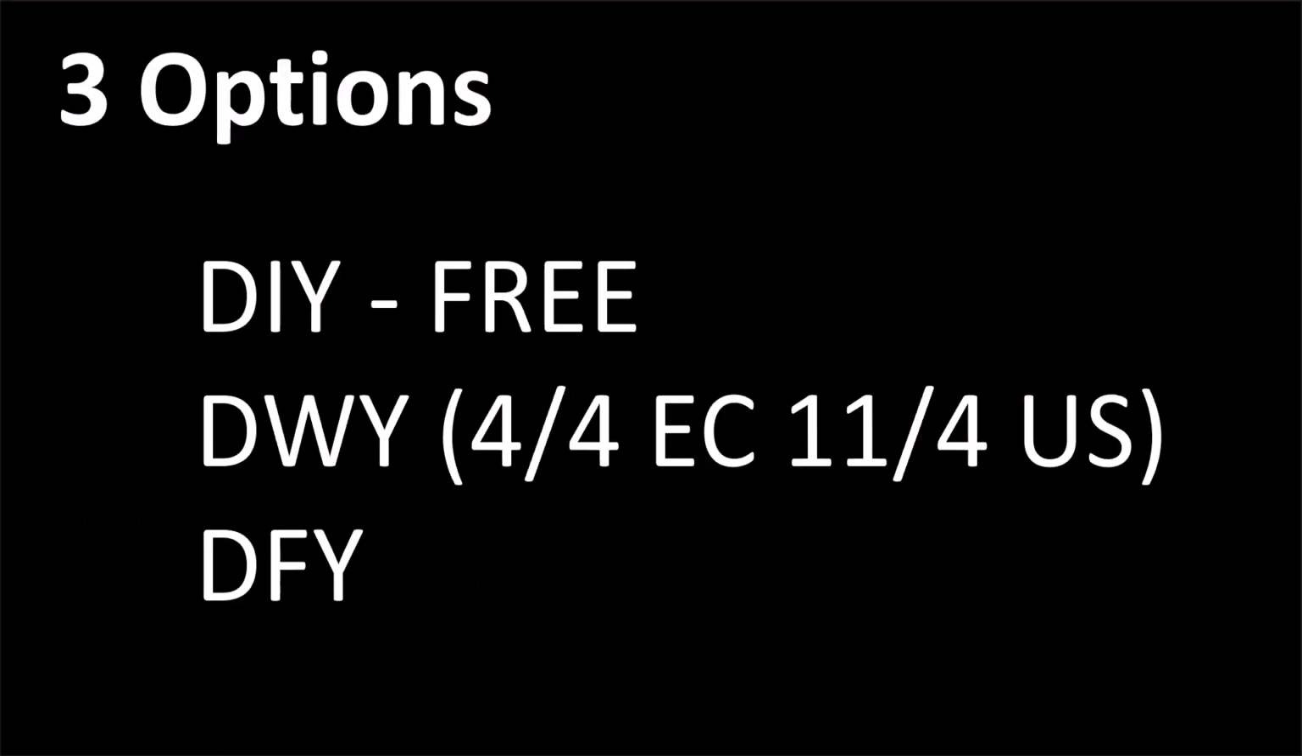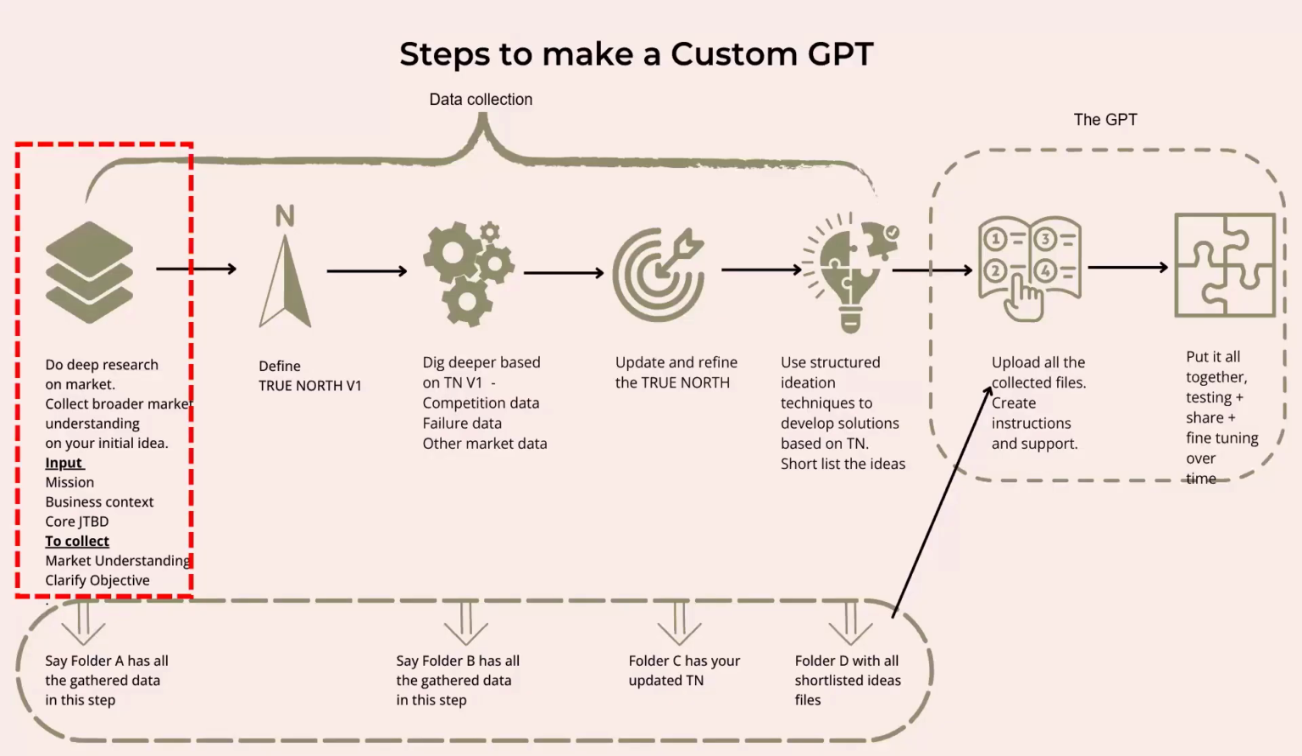And at the end of this, you'll have three options. Well, actually, you have four options. You have do nothing. You have do it yourself, which is free. DWY, which is a new acronym I hadn't heard of until last week. We do it with you, which is a course we'll be running on the 4th and the 11th of April. And you have a do it for you option where we actually make the GPT for you.